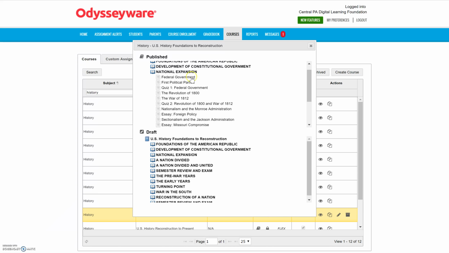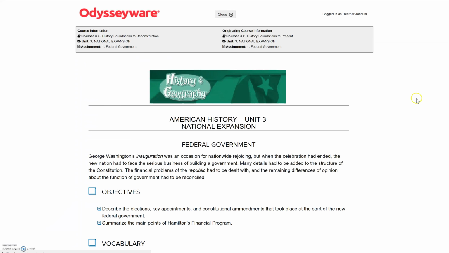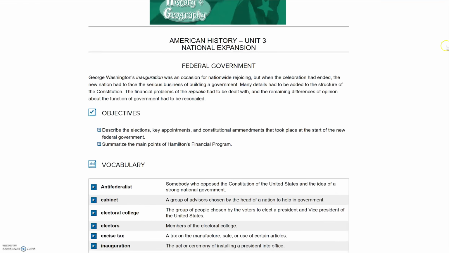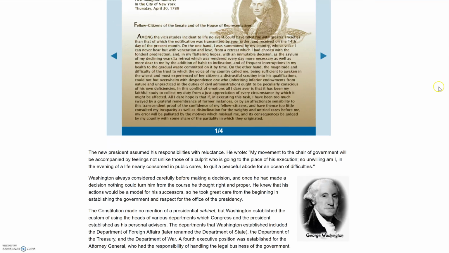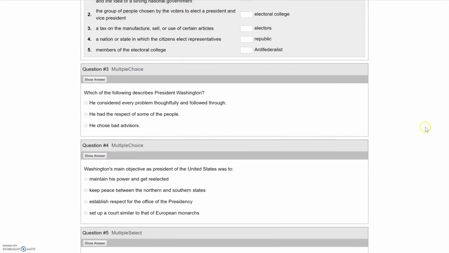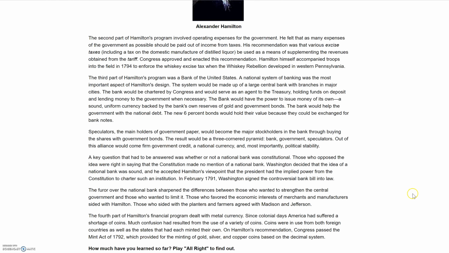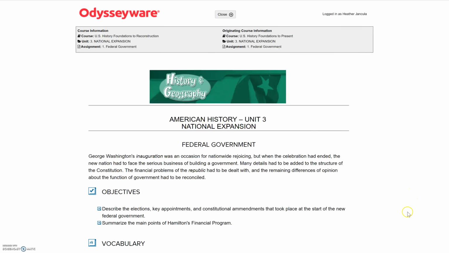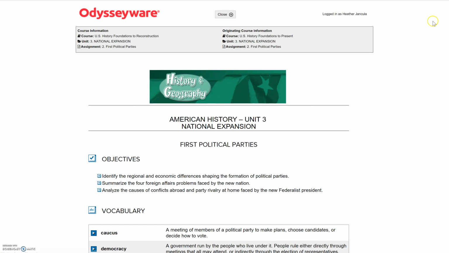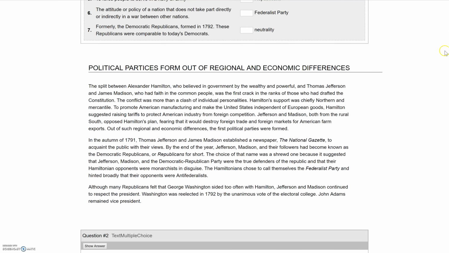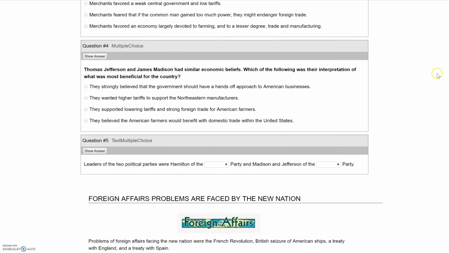Okay, so with Unit 3.1, you're going to be learning about George Washington, and you'll answer the questions, and then you're going to be learning about Hamilton. So there's a lot of really great information in here. Okay, and then you'll be going into first political parties, and you'll work your way through with some different exercises here.